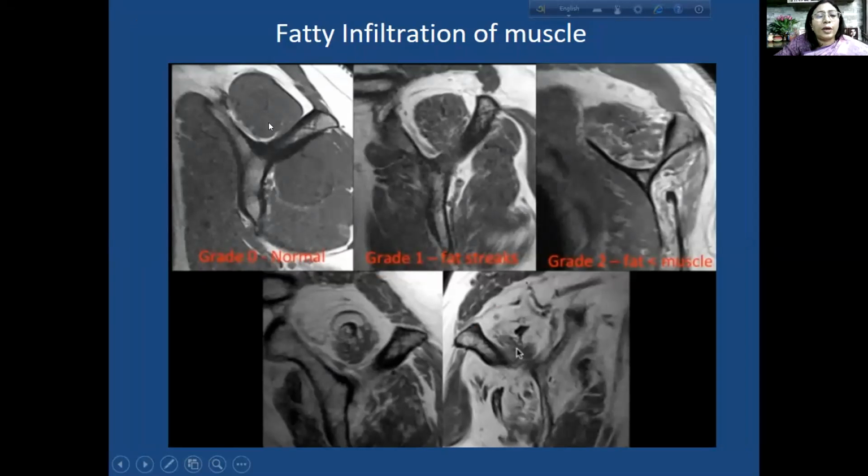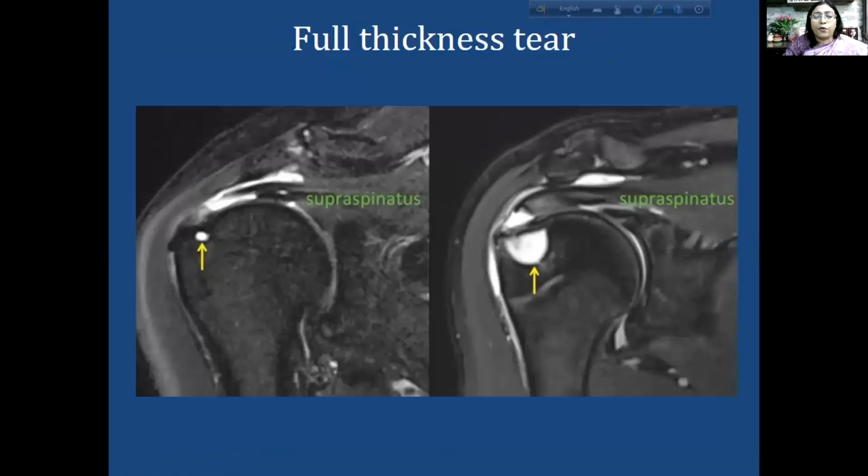This is the normal muscle without any signal changes. If there is any mild fatty streak, this is called grade 1 fatty change. When there is more fatty streak but less than 50%, this is grade 2 fatty change. When 50% of the muscle is involved by fatty infiltration, this is grade 3. When most of the muscle is involved by fatty infiltration, this is grade 4.